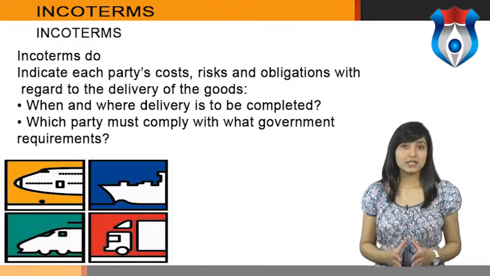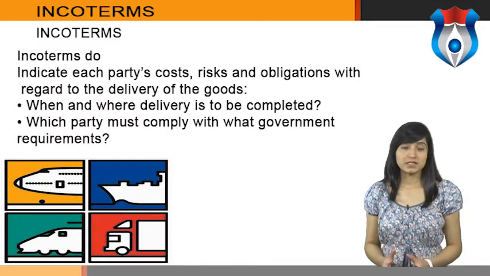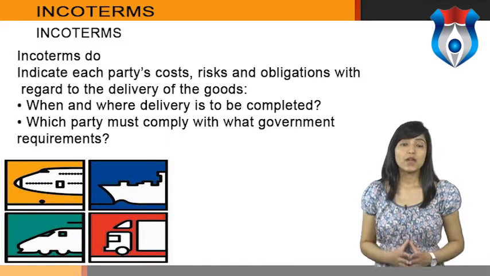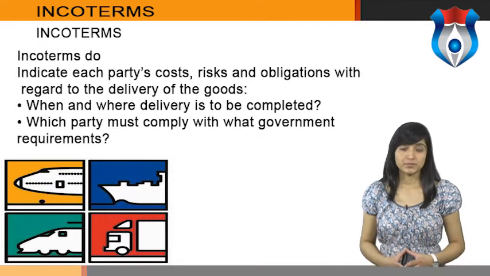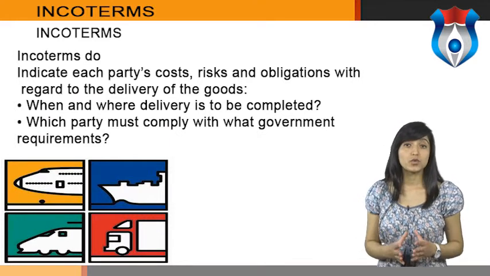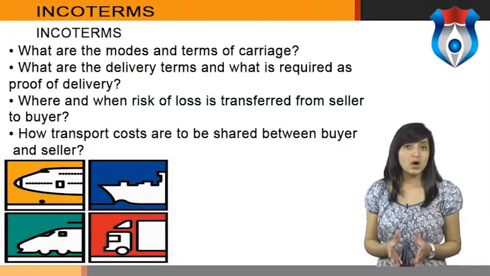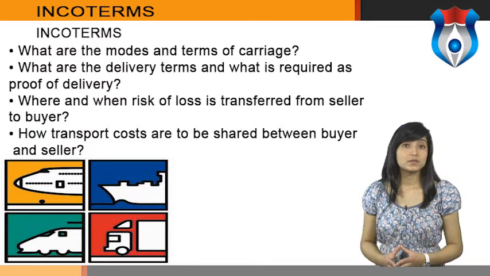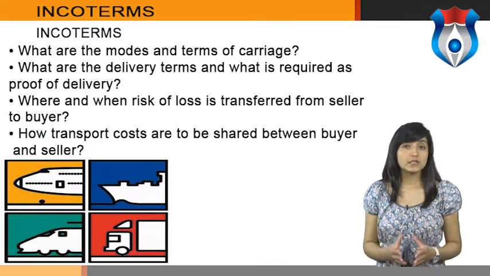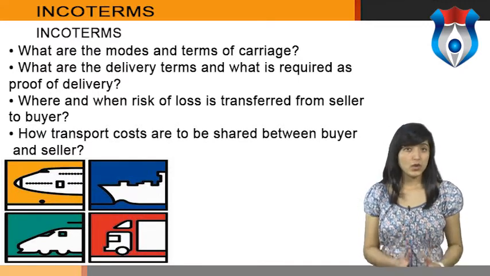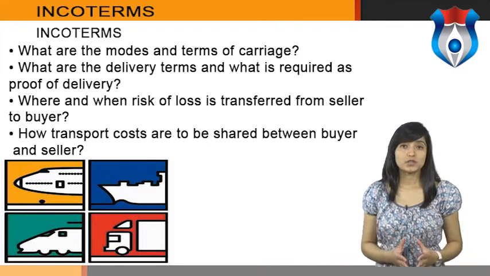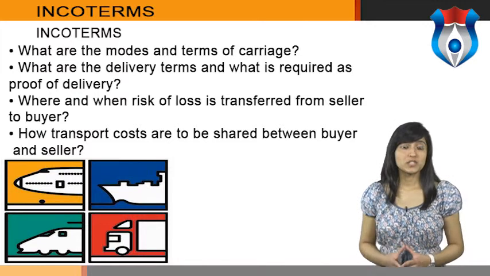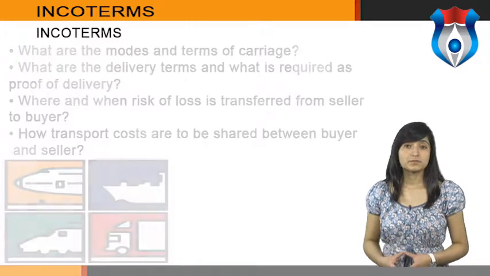Incoterms do indicate each party's costs, risks and obligations with regard to the delivery of the goods, when and where delivery is to be completed, which party must comply with what government requirements, what are the modes and terms of carriage, what are the delivery terms and what is required as proof of delivery, where and when risk of loss is transferred from seller to buyer, and how transport costs are to be shared between buyer and seller.